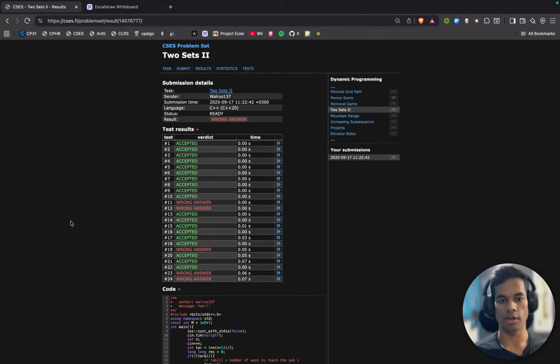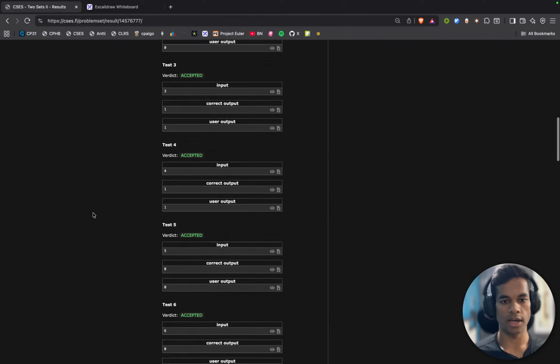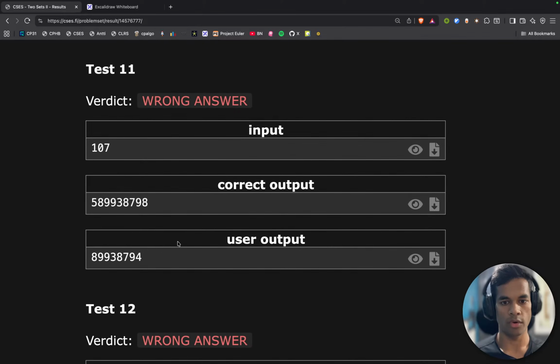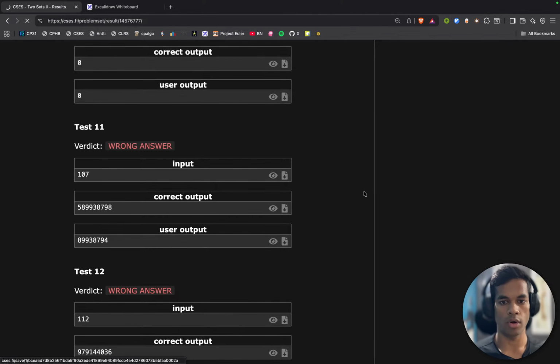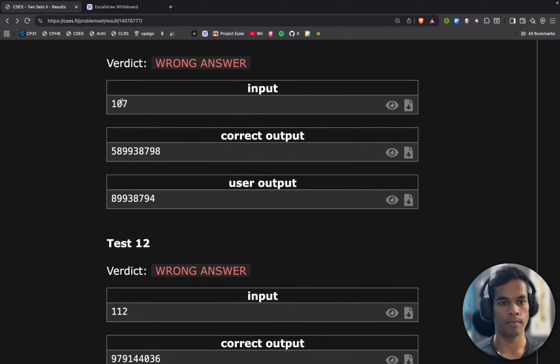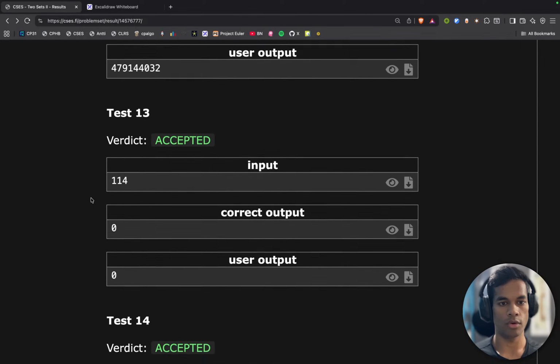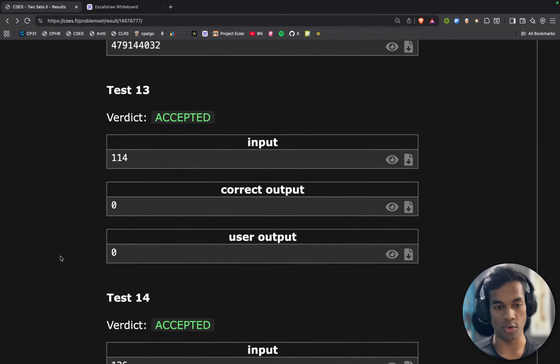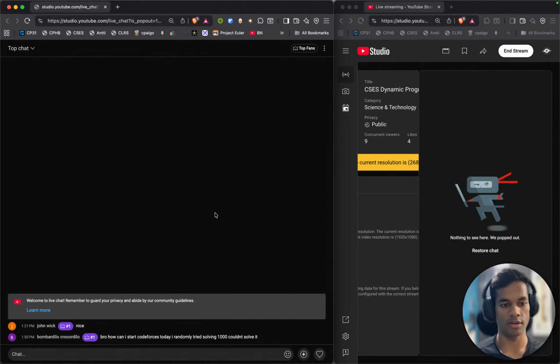Logically, everything is correct. There might be some syntactical mistake. Let's actually see the thing. Okay, I outputted a higher number than the thing required me to. Okay, 107, 107. And also wrong answer for this. See, 0 is at times the correct answer.